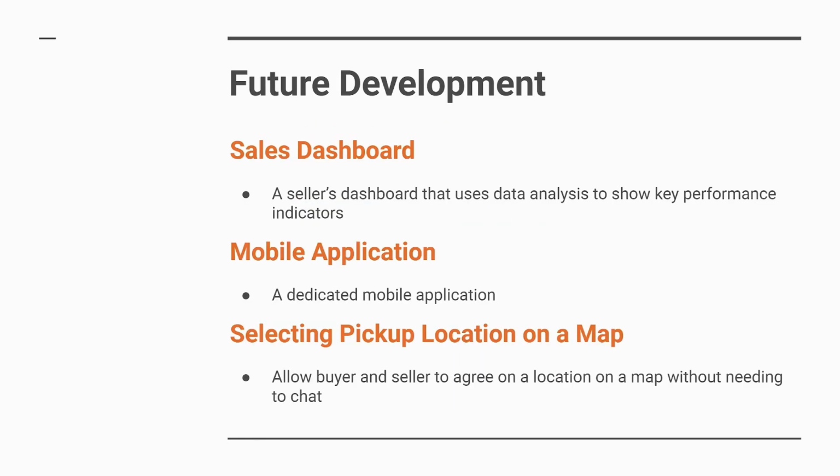All right, so for some things that we'd like to develop in the future, the first thing would be a sales dashboard, similar to what you have on eBay, that would use data analysis to show some key performance indicators. Secondly, we'd like to have a dedicated mobile application. Reason being, while our website does work on mobile devices right now, things could be formatted a lot better if we had a dedicated mobile application specifically made for this website. And lastly, we'd like to implement Google Maps API or something similar so that buyers and sellers would more easily be able to agree on the location to pick up items without needing to rely solely on the chat to decide where they want to meet up.